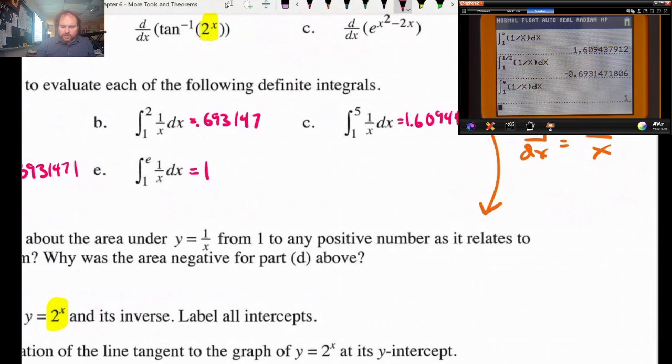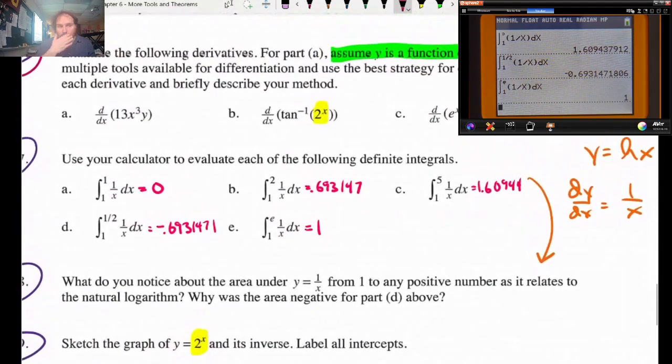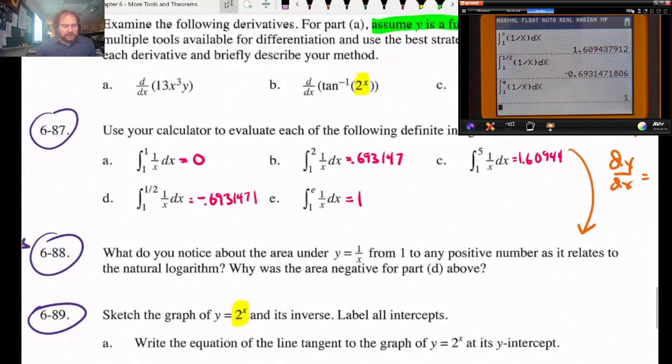Now, again, I don't know how good your memory is or how well you remember what this pattern is, but question 688, which I believe is the same number now in your book and mine: What do you notice about the area under y equals 1 over x from 1 to any positive number as it relates to the natural logarithm?